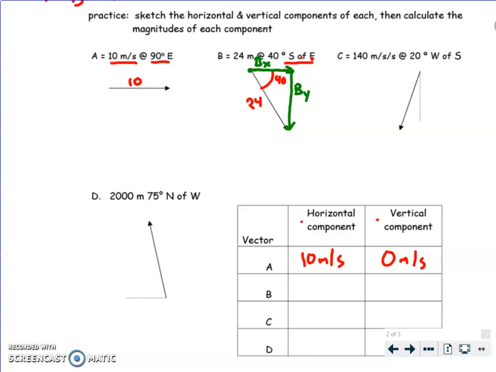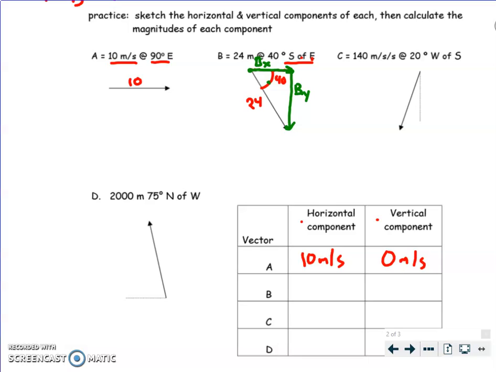Right above you, you should see in your reference tables a nice little table, but actually I'm not going to do it that way because I want us to work out the SOHCAHTOA ourselves. So let's try to find BX and BY. So here is my angle, 40 degrees. Ask yourself which component is adjacent, which is opposite. So it's pretty clear that X is adjacent.